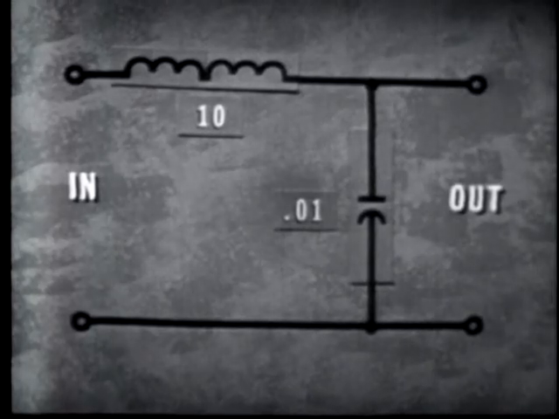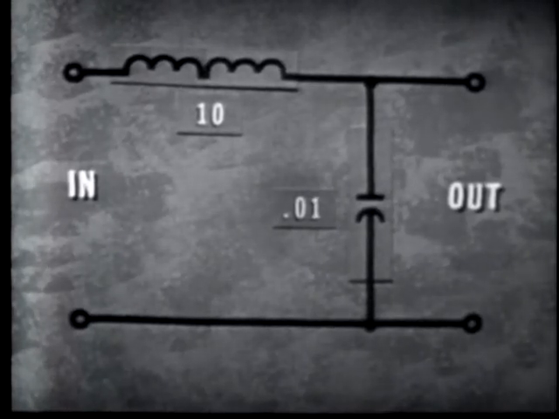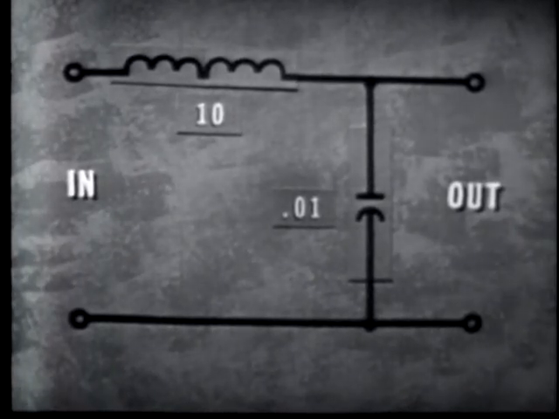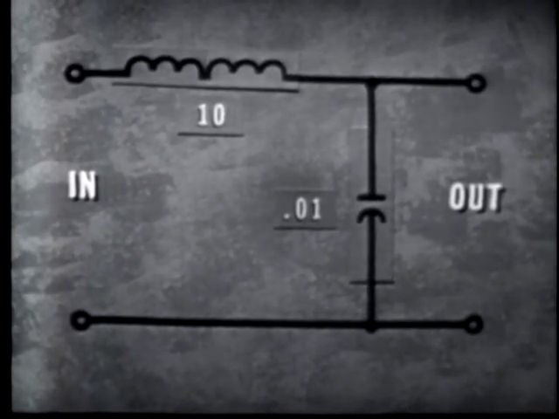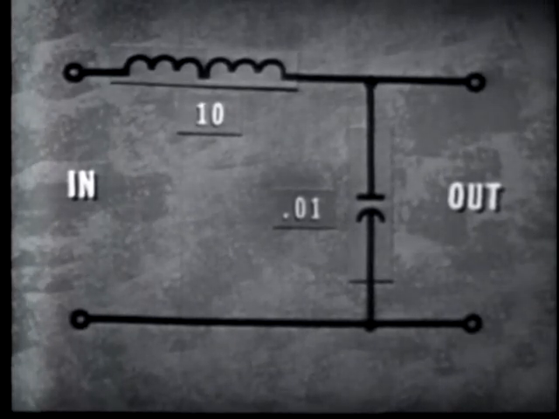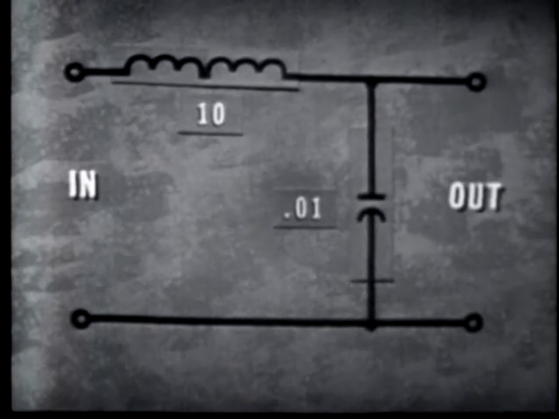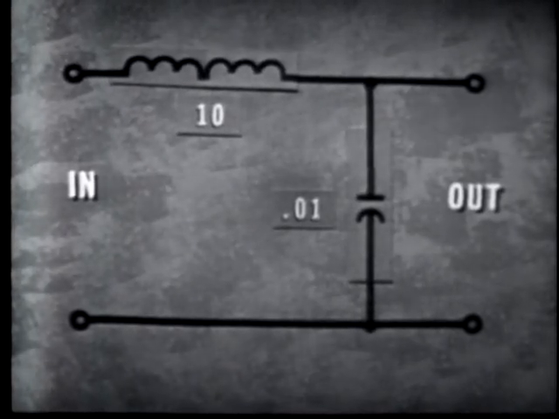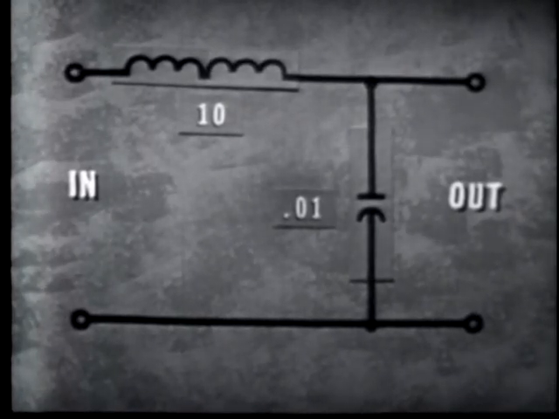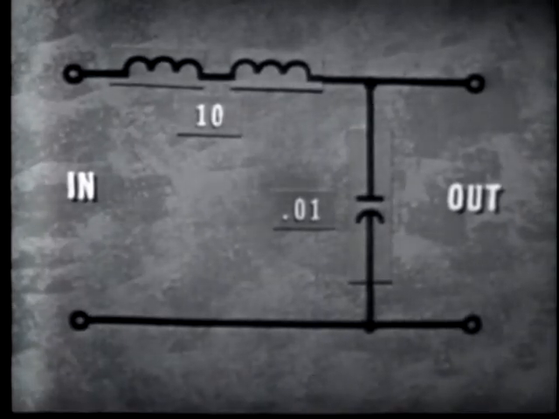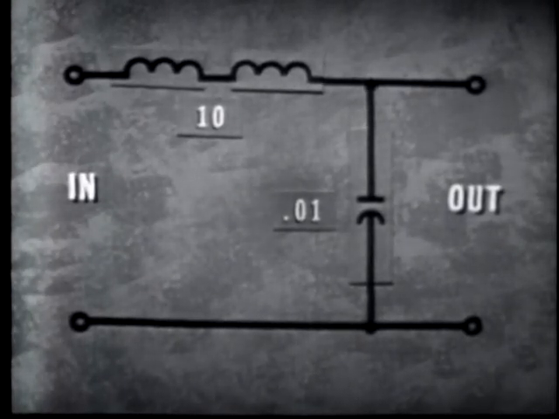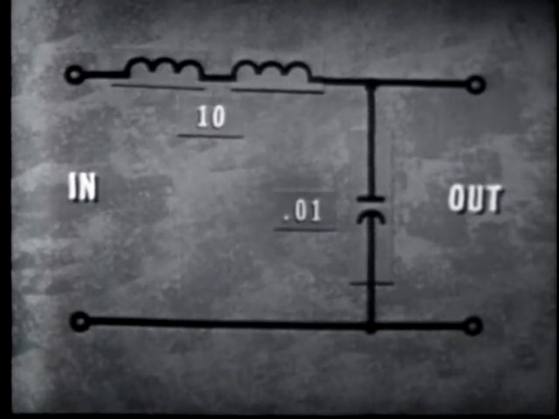Now, changing the value of any of the components in the circuit will cause the filter to affect a different range of frequencies. However, there are a number of modifications we can make to this circuit without changing total inductance or total capacitance. And if we don't change the total values of L and C, then the filter will still affect the same frequency range. For example, if we split this inductor into two equal parts and connect the parts together like this, have we changed total inductance?